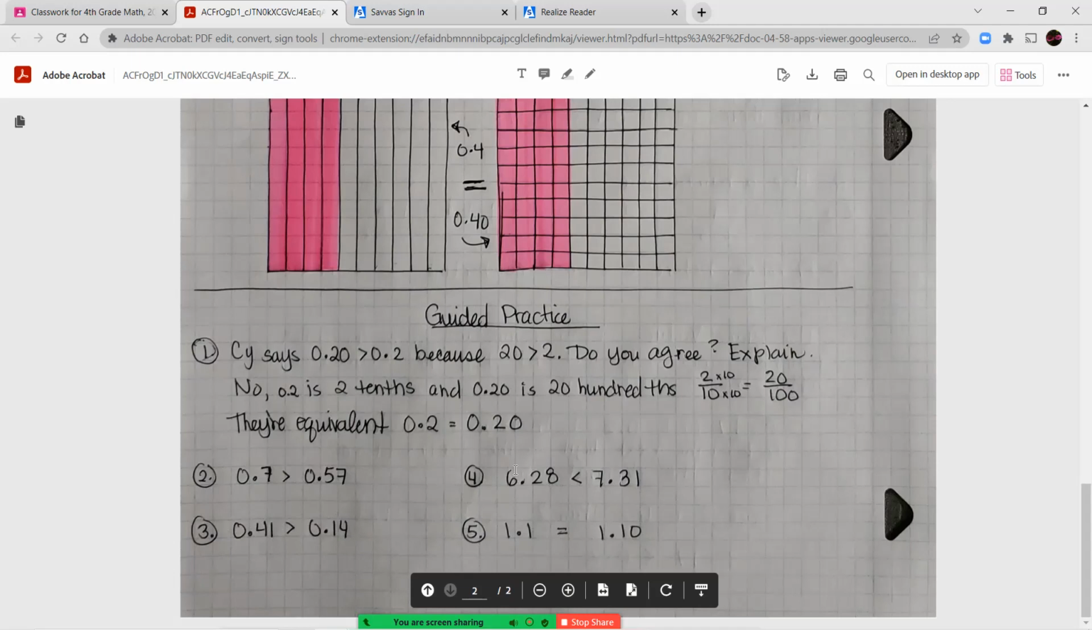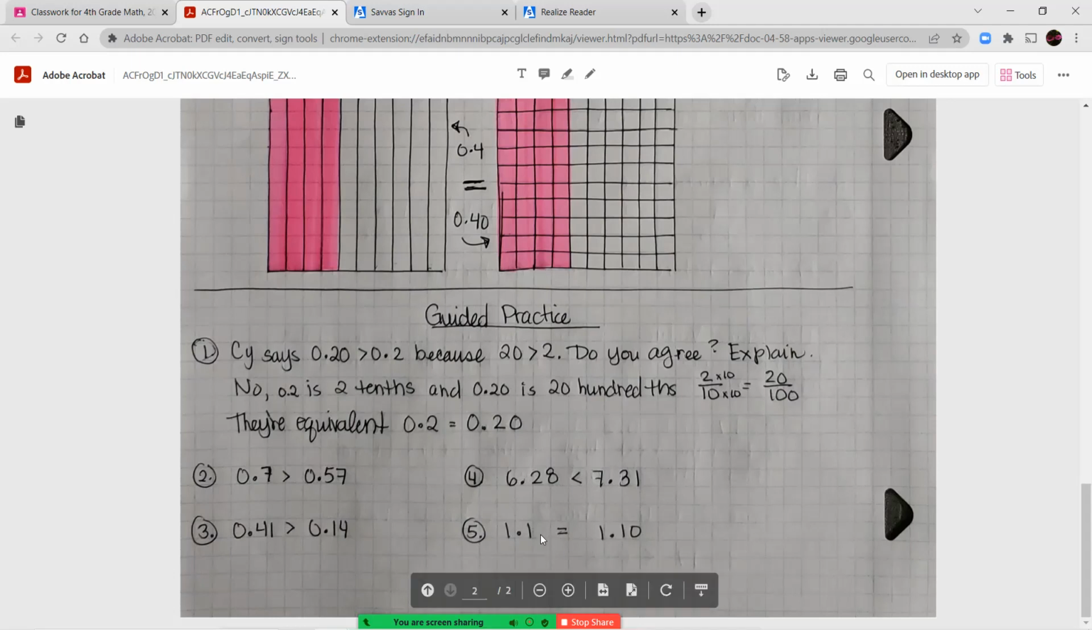For number 4, we can look at the whole number parts. This has a 6 and this has a 7. Now, I don't even need to look at anything else. My whole number parts are different. My greatest place value is different. That's all I need to pay attention to. So since I know that 7 is greater than 6, 6.28 is less than 7.31. I don't even need to compare the other digits.